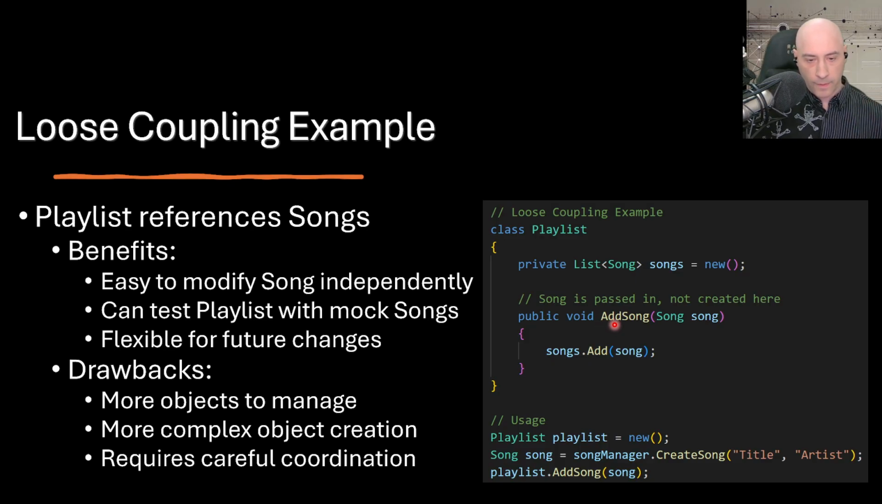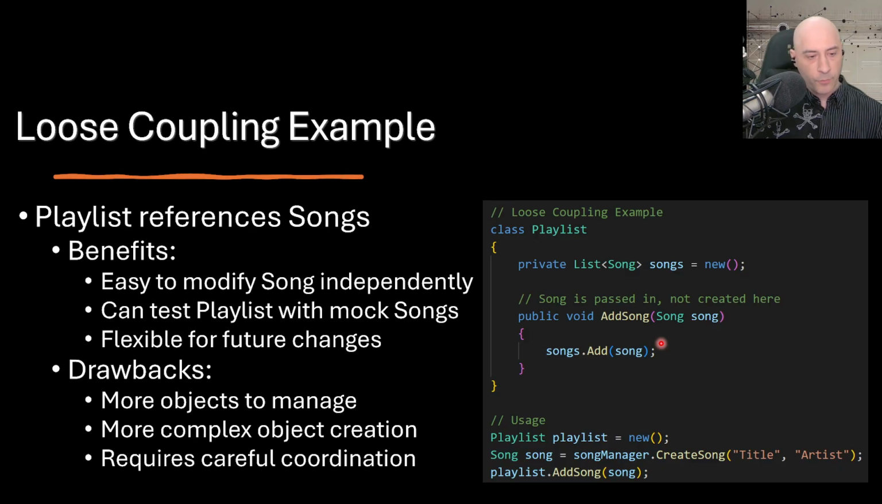So in our code, you can notice as a parameter passed in to add song, we have a song object right here. The playlist doesn't care how the song was created or where it came from. It just is going to add it to the playlist. Now, this gives us several benefits. We can modify songs without touching the playlist. Maybe we want to load songs from files or stream them from the internet. The playlist doesn't need to know or care about these details. Testing becomes easier.